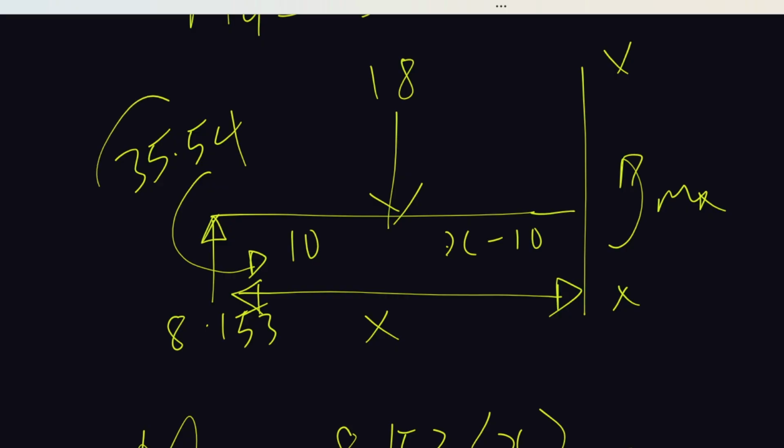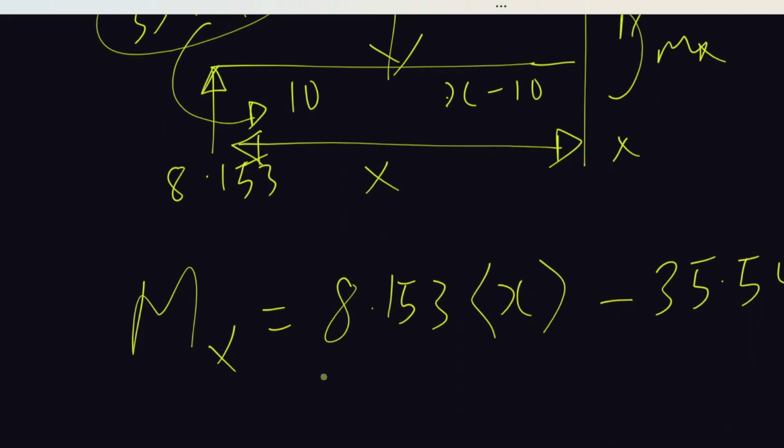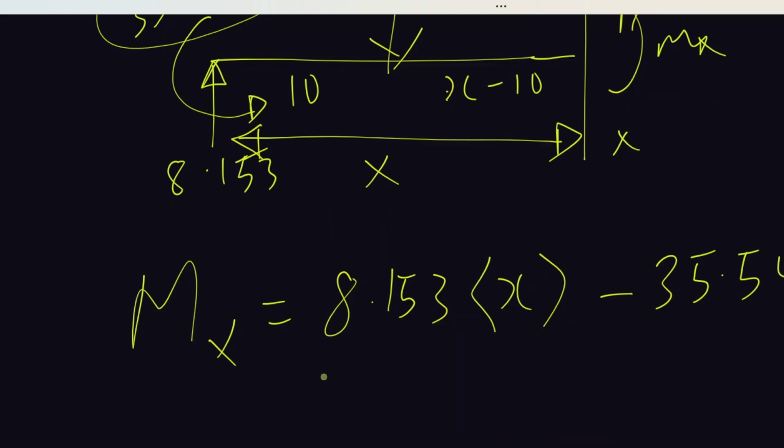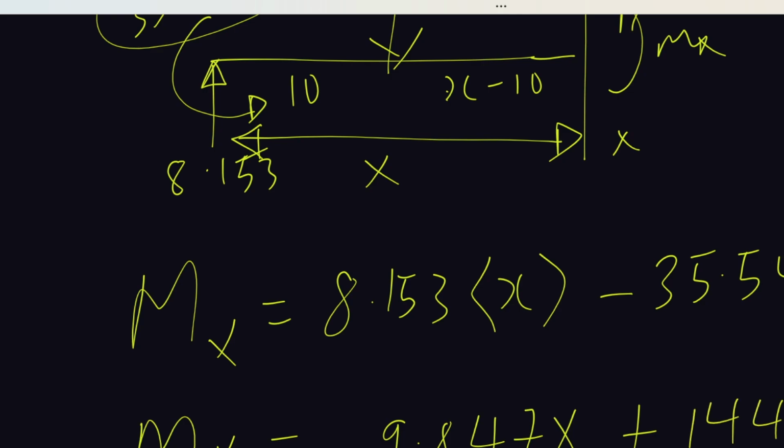minus, now this guy here, 35.54, is trying to put our beam in a downward direction, and that convention will be minus. Now also 18 is trying to put our beam in a downward direction, and that convention is minus. That's why it's minus 18 times (x minus 10). So solving and solving, we'll be having Mx equals minus 9.847x plus 144.46.